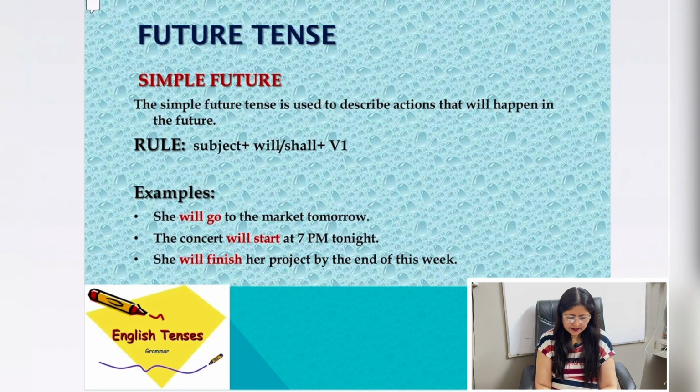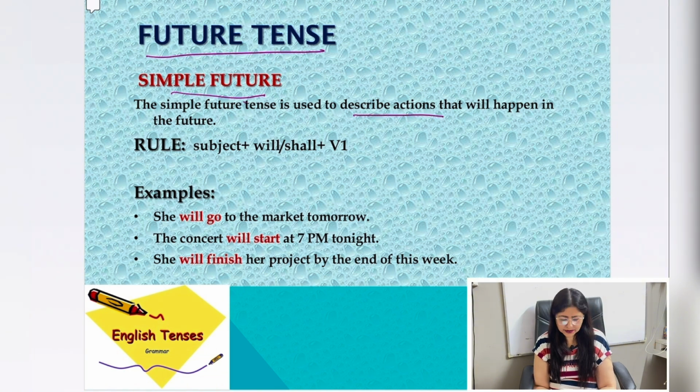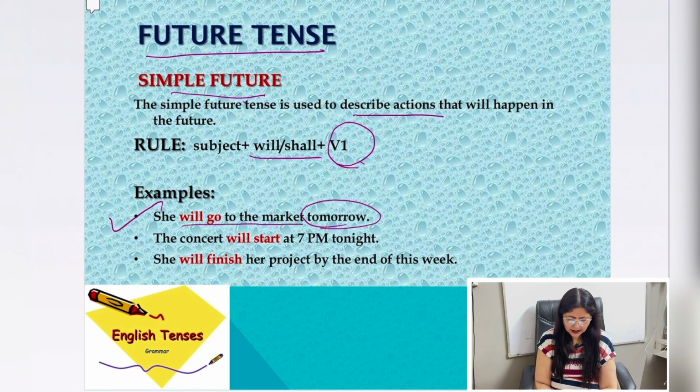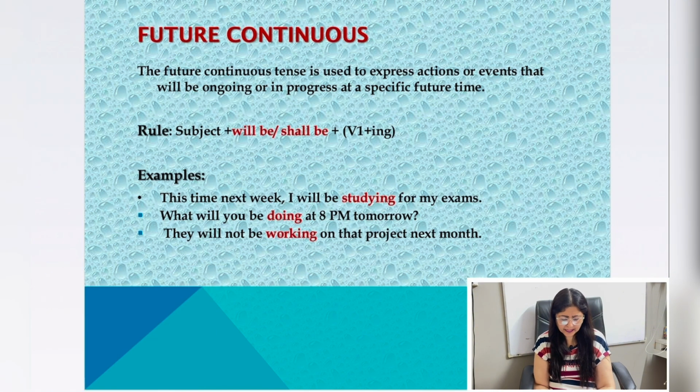Coming to future tense. For simple future, we need to describe actions that will happen in the future, so we'll be making use of will, shall and V1. She will go to the market tomorrow, so tomorrow is indicating a future action. The concert will start at 7 p.m. tonight, about to happen. She will finish her project by the end of this week, again a future prediction. So very simple, we'll be making use of will or shall with V1, that is your base form.